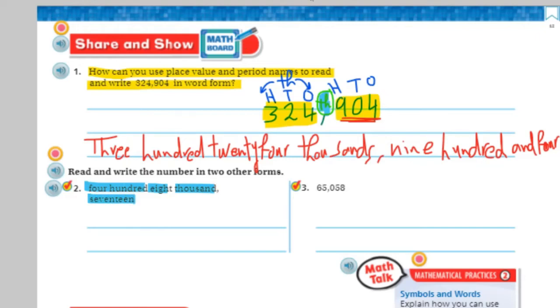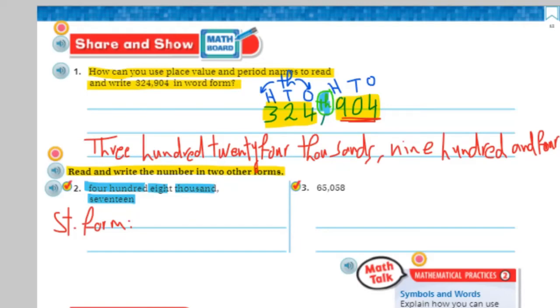408,017. He asked about to read and write this number in 2 other forms. Okay, let's read it and write it in 2 other forms. The first form is standard form. Okay, let's write it in standard form.